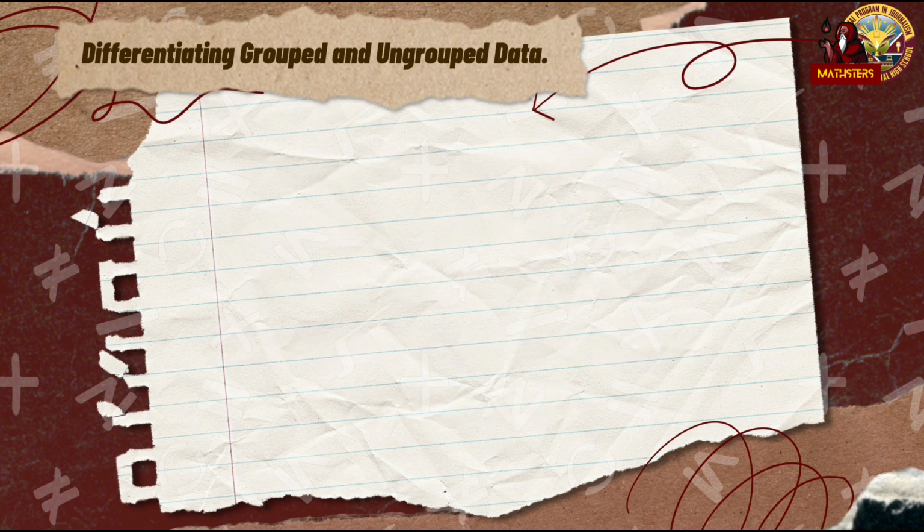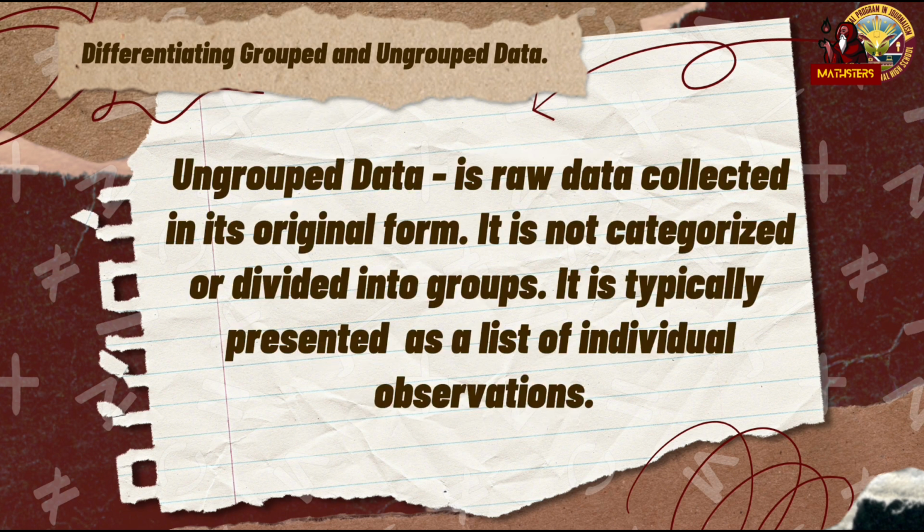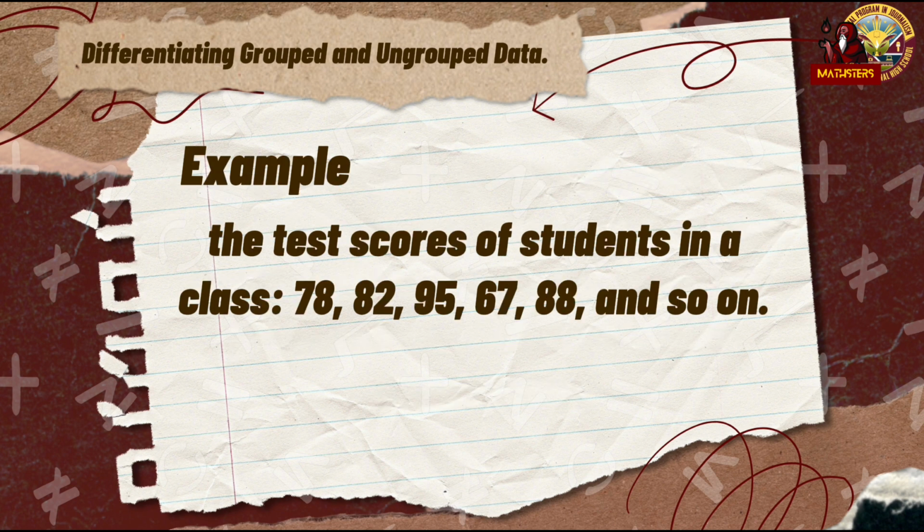On the other hand, ungrouped data is raw data collected in its original form. It is not categorized or divided into groups. It is typically presented as a list of individual observations. For example, the test scores of students in a class: 78, 82, 95, 67, 88, and so on.